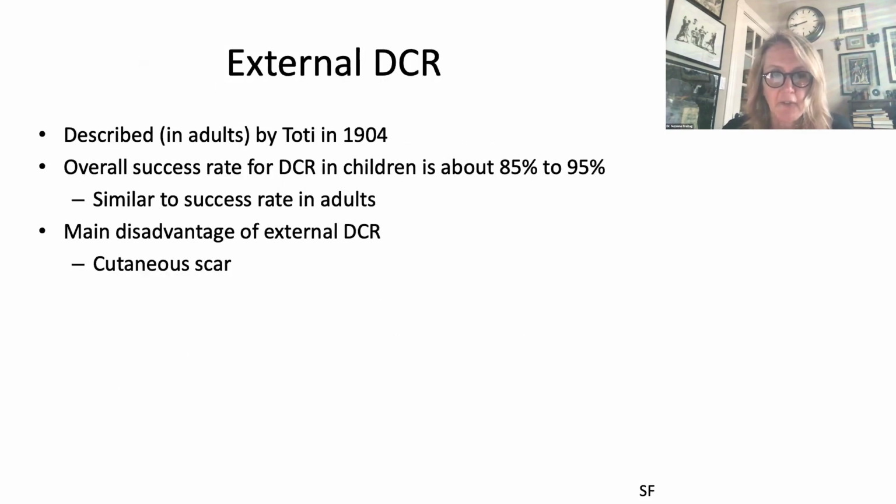External DCR was first described in adults by Dr. Toti in 1904, so it's a very old procedure. The overall success rate for DCR in children is about 85 to 95%, which is similar to the rate in adults. The main disadvantage of an external DCR is the cutaneous scar that's required, which can be tough for parents to see their children have a surgical scar.